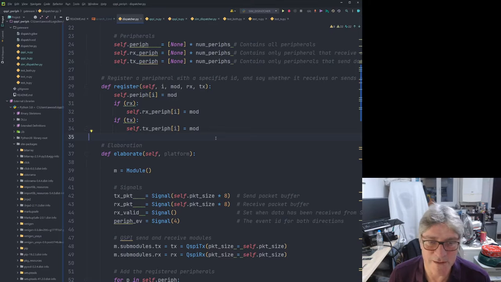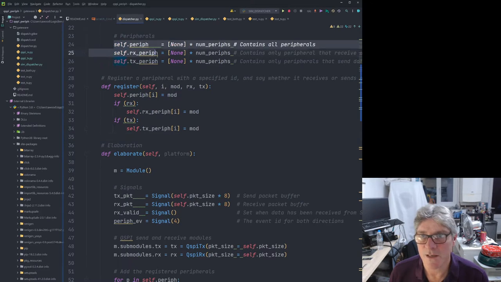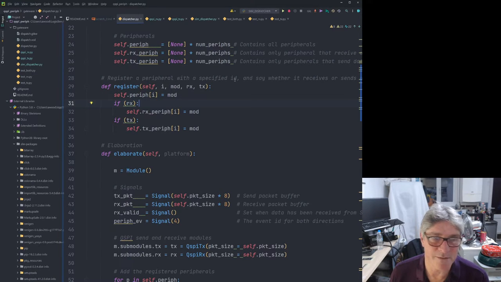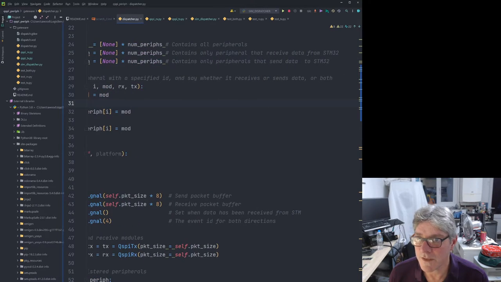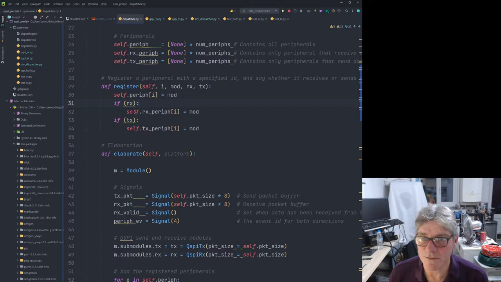Anyhow, so you can have these peripherals that don't necessarily need to send and receive. They may only do one of those. And that's why Laurie has structured it in this manner. Register a peripheral with a specified ID. This is like the event ID. And say whether it receives or sends data or both.